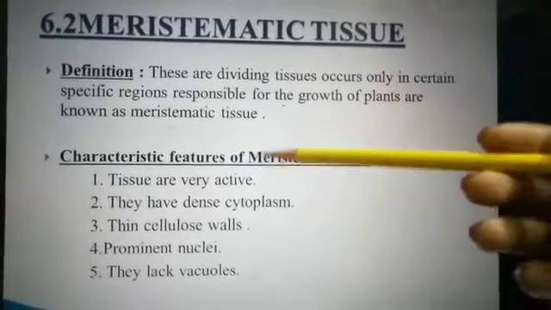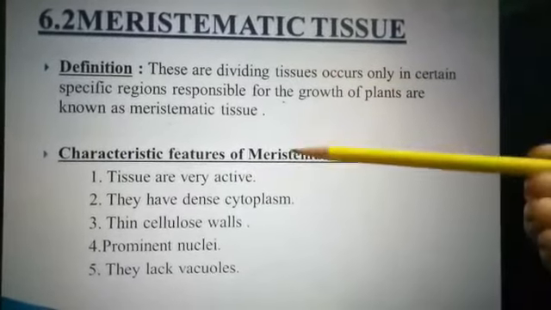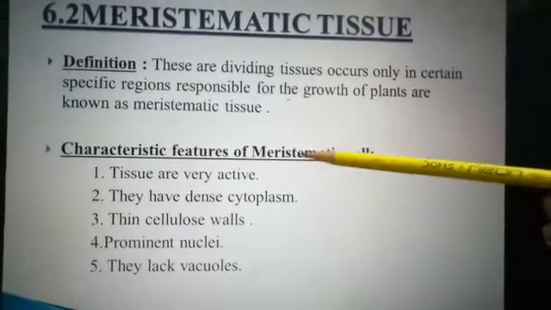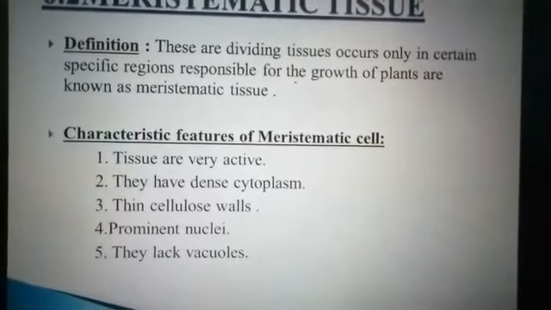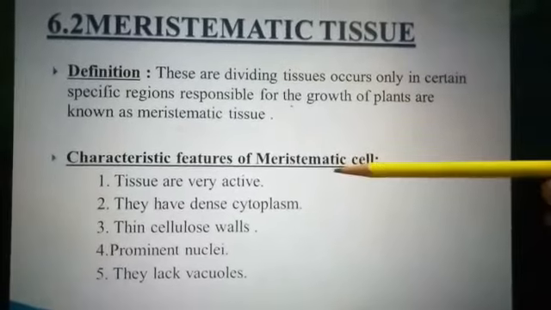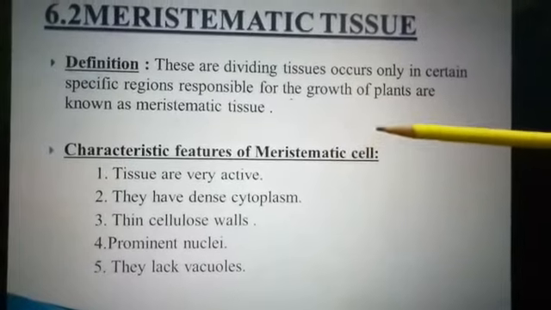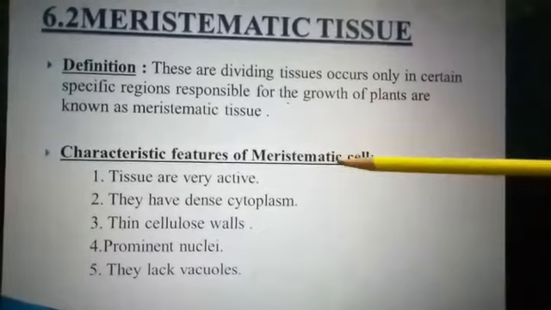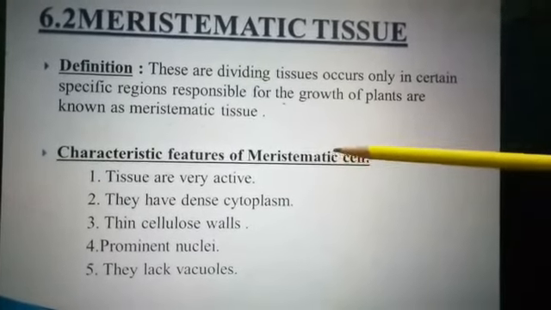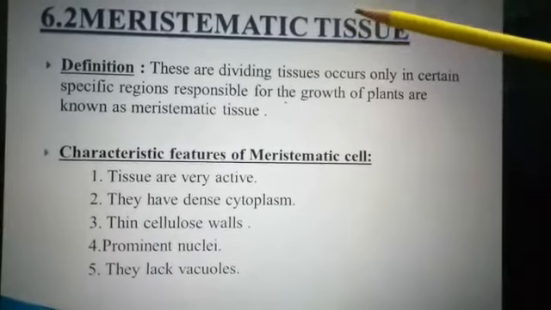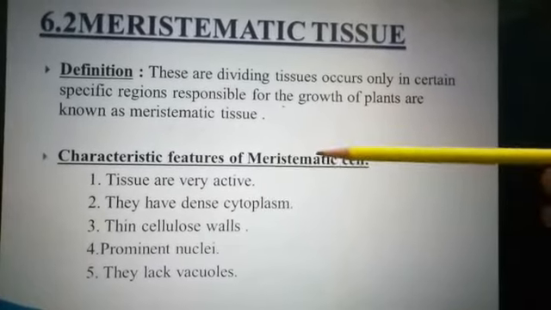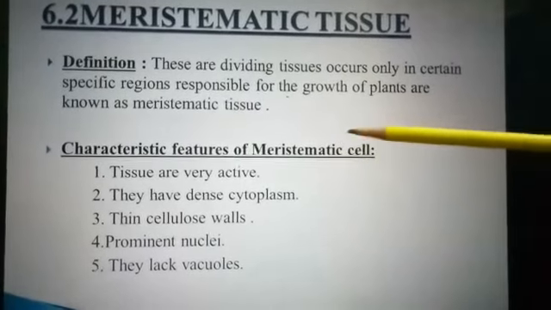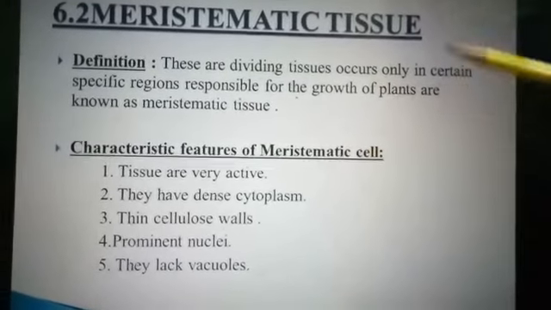And now next, how can we differentiate, how can we categorize that the cell is not a normal cell, that it is a meristematic cell? Meristematic cell and meristematic tissue: a collection of meristematic cells, whose structures are the same and which are performing a particular function, is called meristematic tissue. How can you differentiate a meristematic cell from a normal cell?